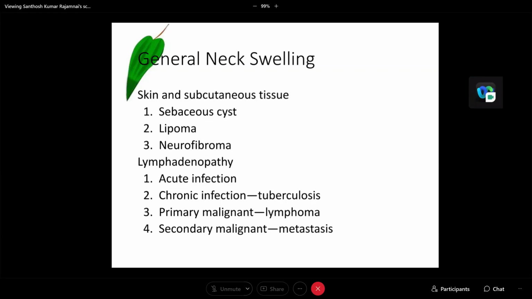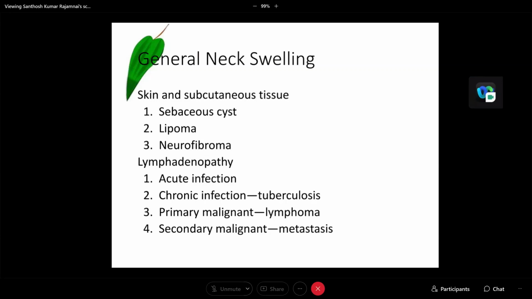So now you can differentiate between these three, right? So if there is a punctum and the skin is not pinchable, it is a sebaceous cyst. Slip sign and soft in consistency, it is lipoma. Somewhat hard to firm in consistency and movable across but not in the direction of the nerve, it's called neurofibroma. Again, let's look at the lymphadenopathy.